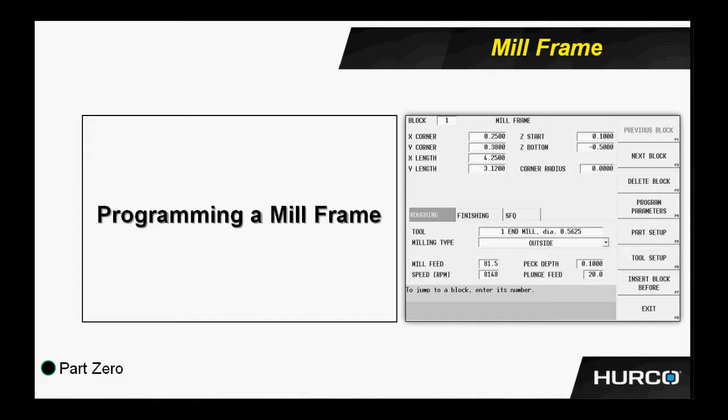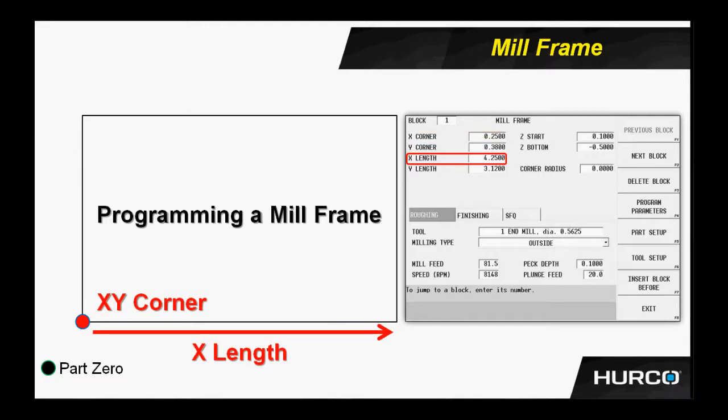The first two fields in the mill frame ask for the X and Y corner. This is not part zero, but one of the corners of the frame that are most easy to determine by the dimensions on the print. In this example, we're looking at the bottom left corner. The next two fields ask for the X length and Y length of the frame.